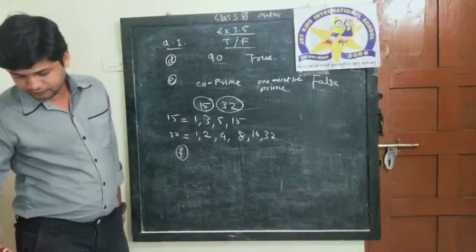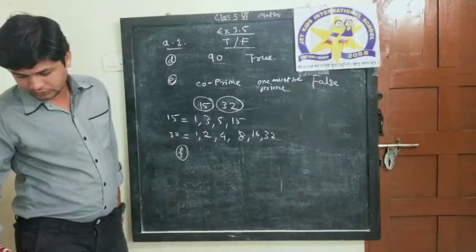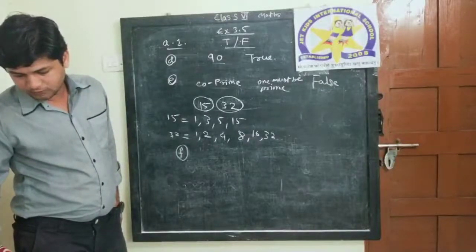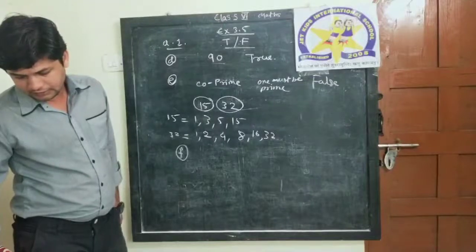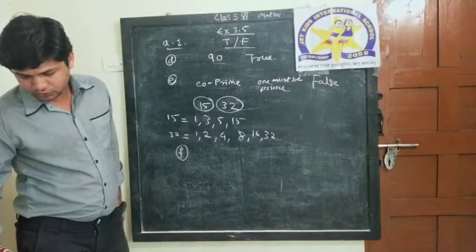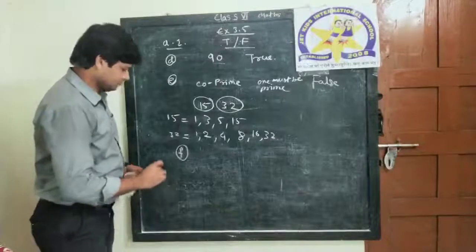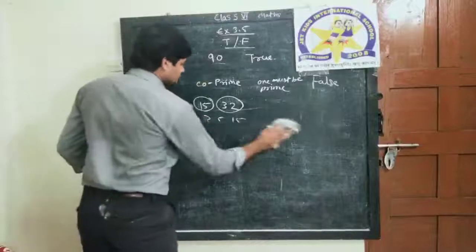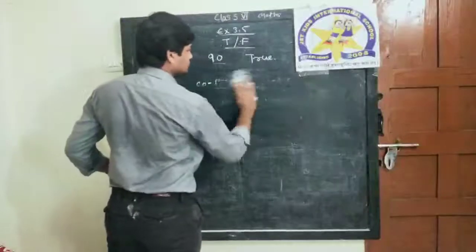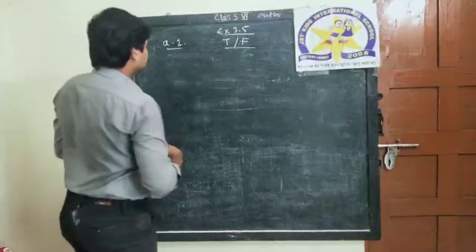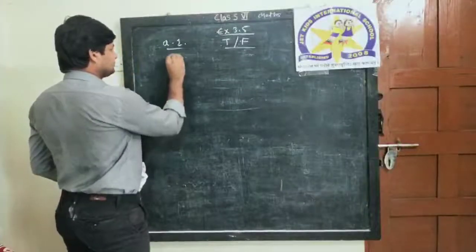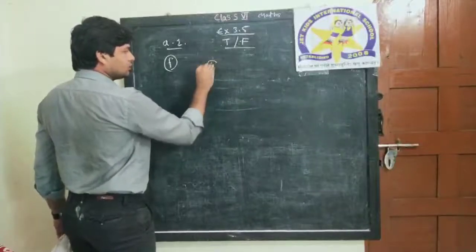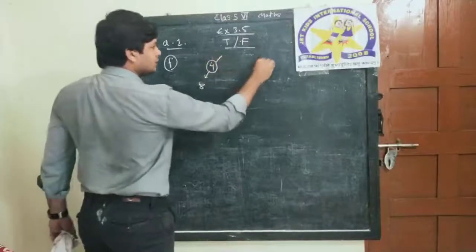What is F? All numbers which are divisible by 4 must also be divisible by 8. All the numbers divisible by 4 must be divisible by 8. True or false? It is false.